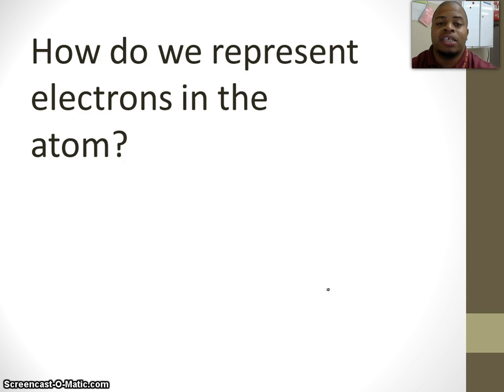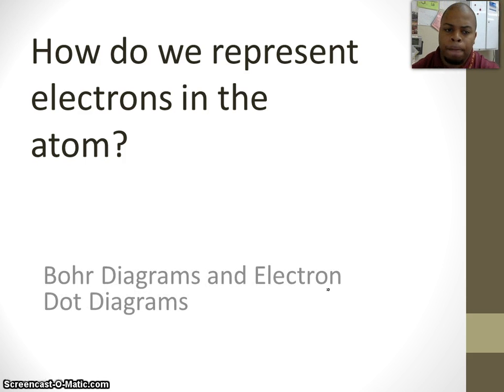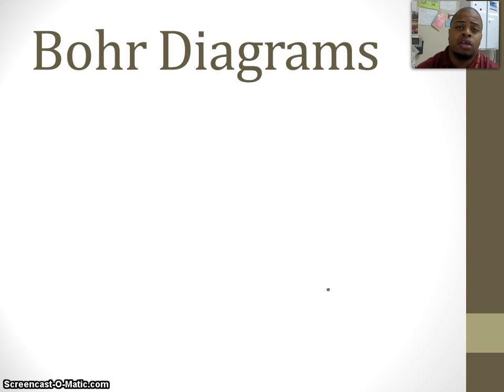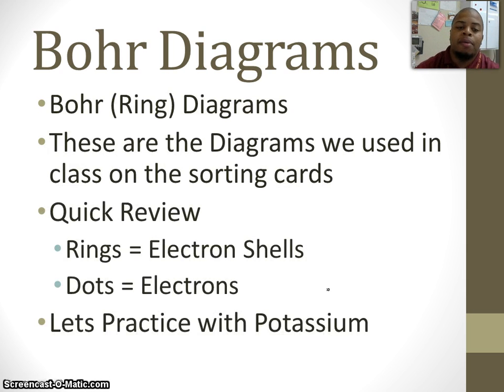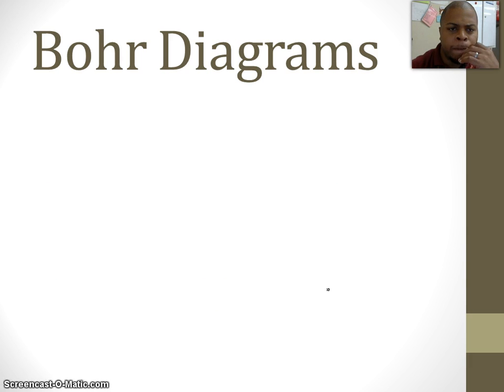Now, how do we actually represent the electrons in the atom? Two main ways we're going to use are Bohr diagrams and electron dot diagrams. Starting with Bohr diagrams. Easy way to remember them, we're going to call them the Bohr ring diagrams. Now, with that idea, we're going to go ahead and start looking at potassium. We're going to skip the card sorting activity. We can still do that in class if there are those who are still struggling with the idea.